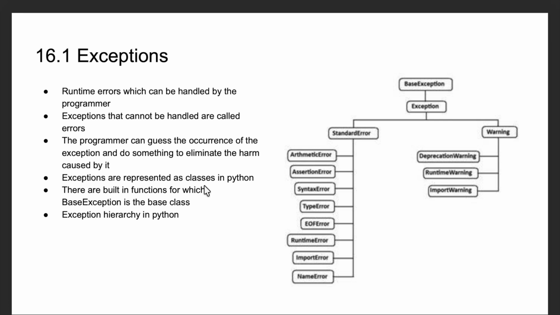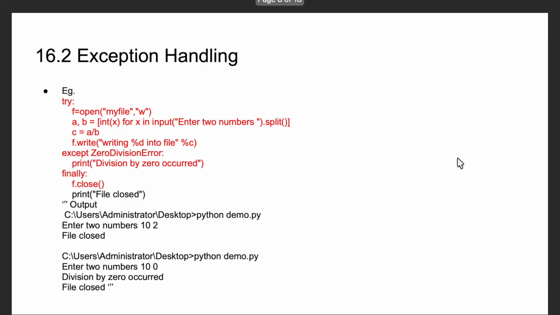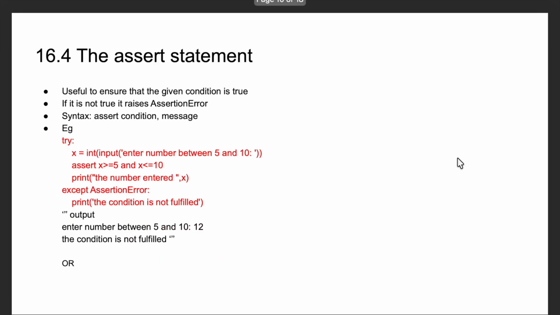Exception is represented as a class in Python. So you can see over here it is a class which derives from the base exception. The exception hierarchy is given over here. These are built-in functions for which BaseException is the base class. There is a BaseException from which this exception is taken, and from there we have the classification further. I'll not give you all this theory.